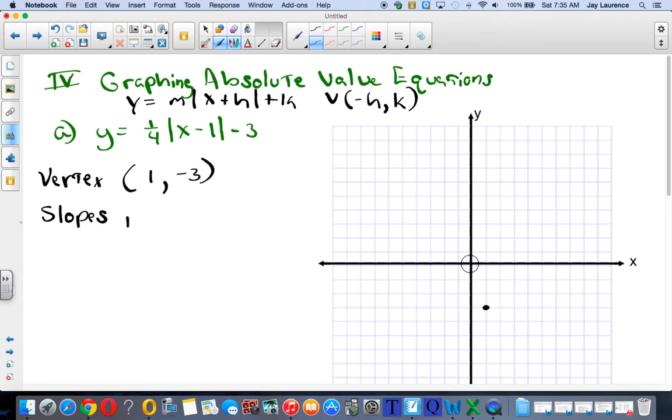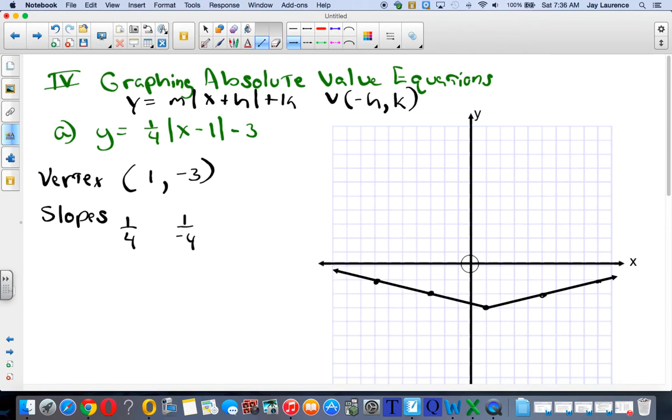Okay, the slopes I'm going to use are 1/4 and 1 over -4, and that will give me my symmetry. Rise 1, run 1, 2, 3, 4, and repeat on each side. So this is going to be a pretty wide V. You probably knew that because the run number was farther away from 0 than the rise number, which causes us to run more than we're rising, and so therefore it will be nice and wide.